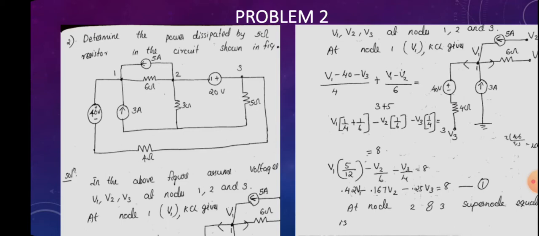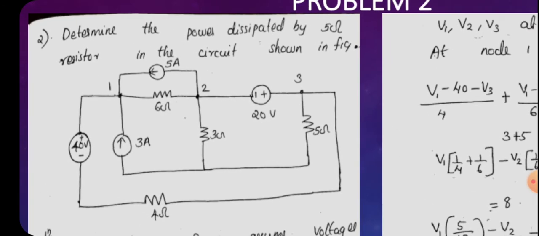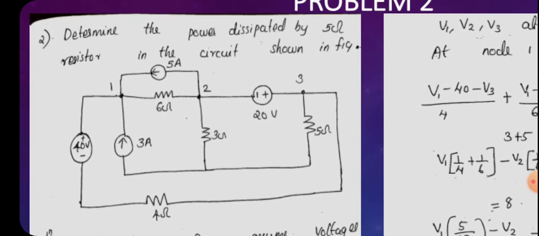Okay, what will be the equation for power? You know that power is equal to voltage times current. Okay, V and I should be known for finding the power, or voltage or resistance should be known. Here the resistance is known, so you have to find the voltage at node 3. So that is what we are interested in. That means determine the power dissipated by the 5 ohm resistor.